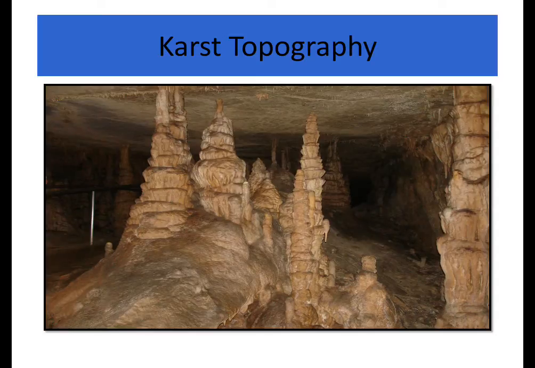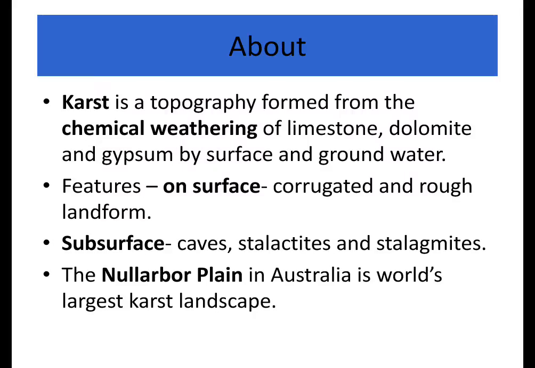In this video, I'm going to discuss karst topography. Karst is a topography formed from the chemical weathering of limestone, dolomite, and gypsum by surface and groundwater. Among these, limestone is the major landform region. Wherever limestone is there, the groundwater erosional capacity increases.